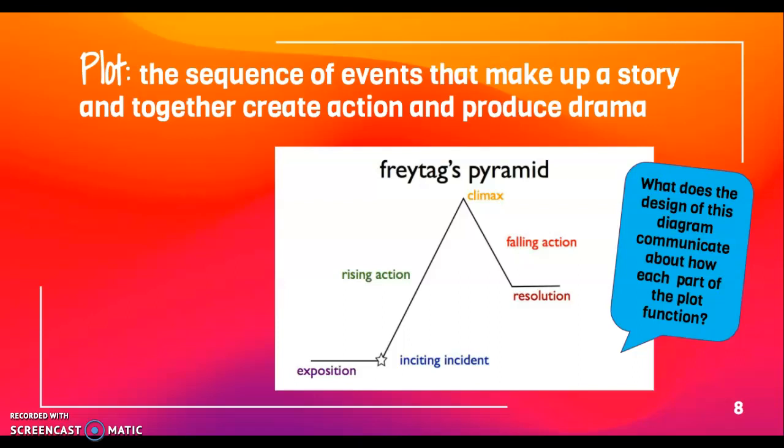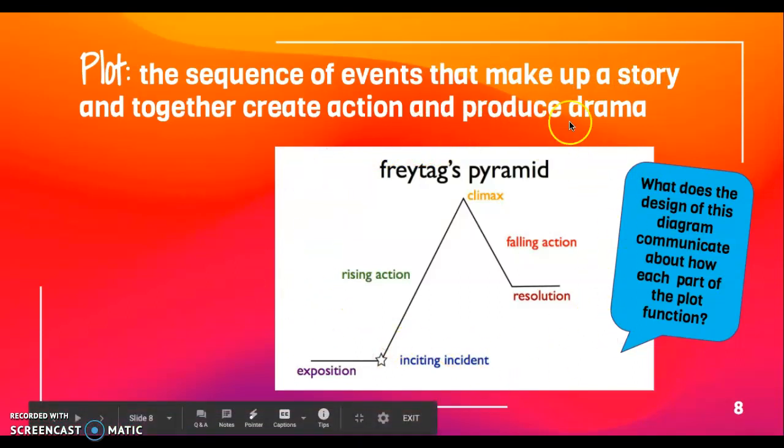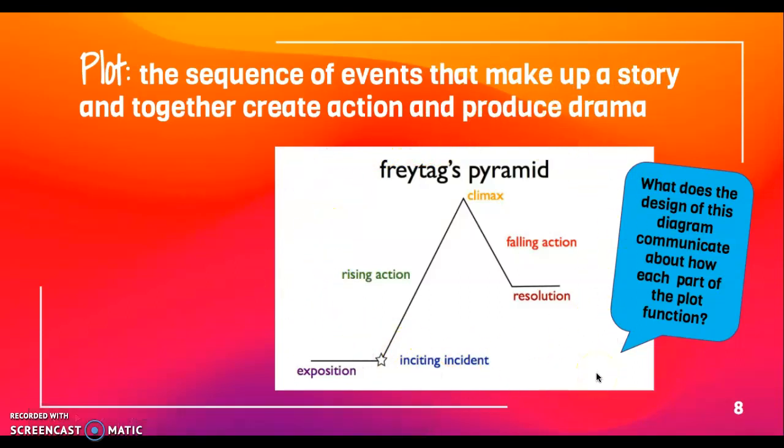One of the simplest, but most common confusions that I see my students make is that they think of plot as one thing. But plot is just an umbrella term for lots of things. It's every single event that takes place within a story. Now, we use what is called Freytag's pyramid to represent all of those different events and their relationship to each other.